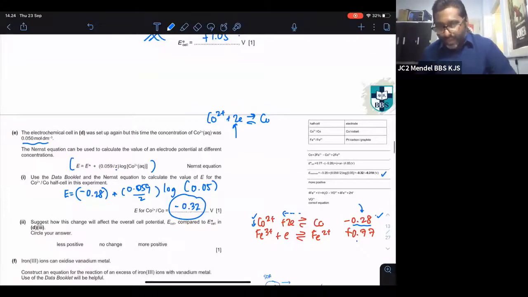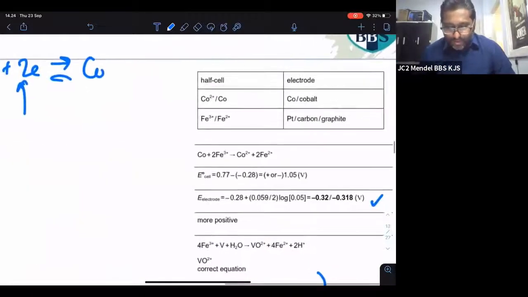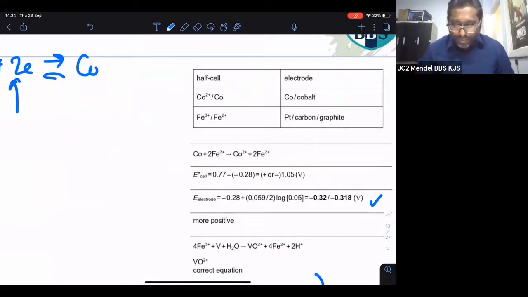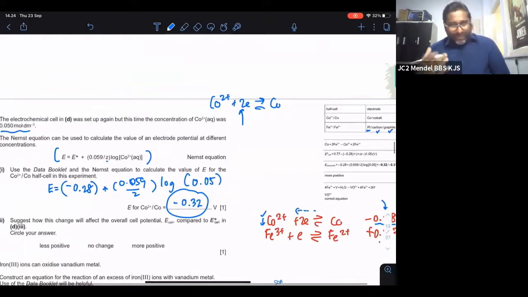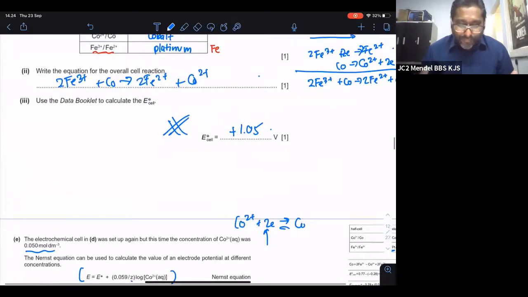This is just the question that was asked earlier: can we use some other electrode? Platinum can be used, and I say that there is no problem using carbon or graphite. No problem, but I will encourage you to use platinum for ion. Now, suggest how this change will affect the overall cell potential. How will it affect? To do this, there are so many ways. I will prefer to use the full equation way.